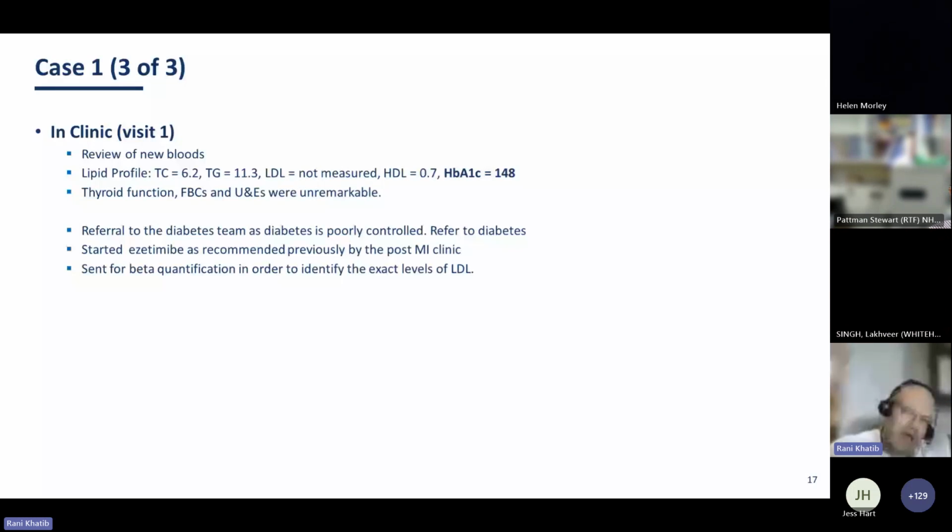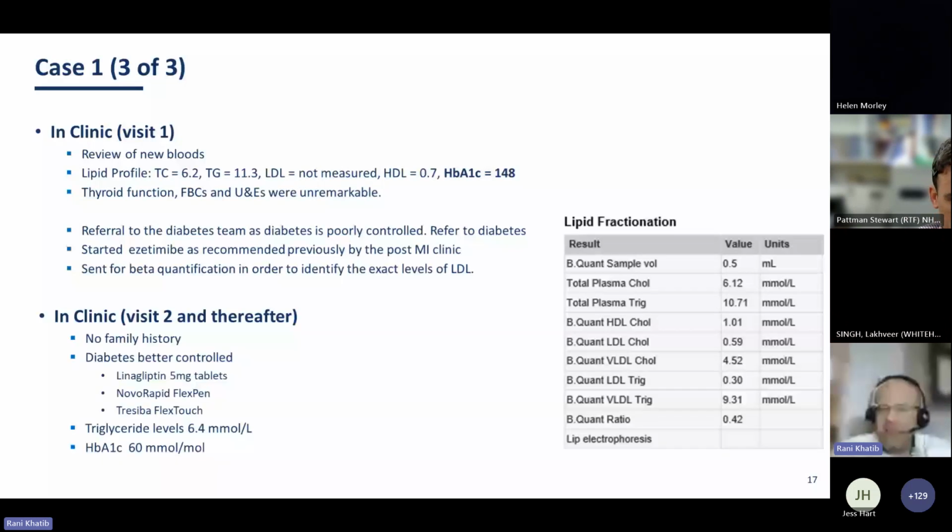Of course, you remember what we said about the Friedewald equation: if triglycerides are more than 4.5, we can't calculate LDL cholesterol. So we sent a sample for beta quantification, which is something you can't generally do in primary care. It usually needs to be done by the lipid clinic, it's a little bit more expensive, and it actually measures the LDL levels. And surprise, surprise, this patient actually had an LDL of 0.59.